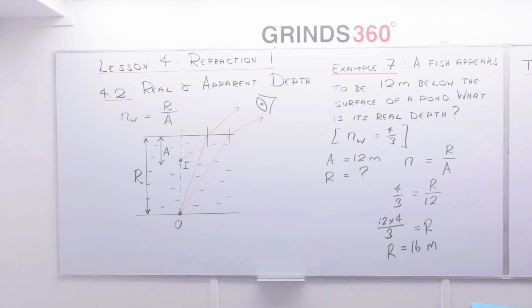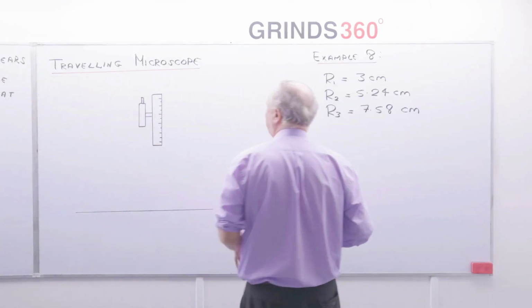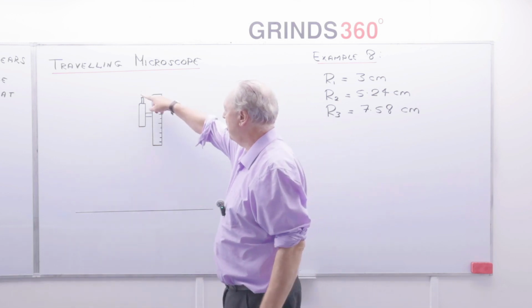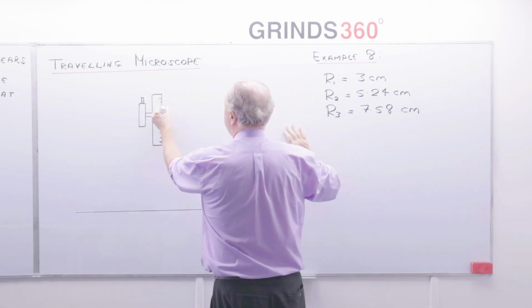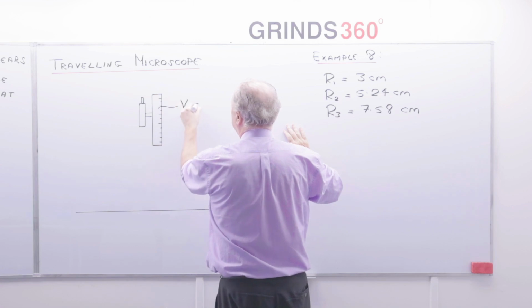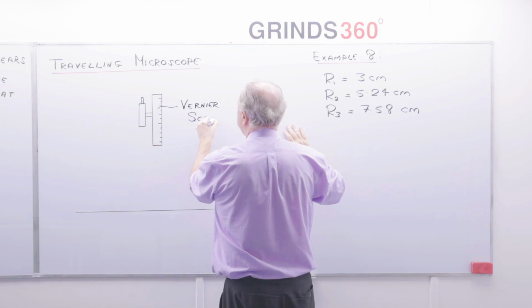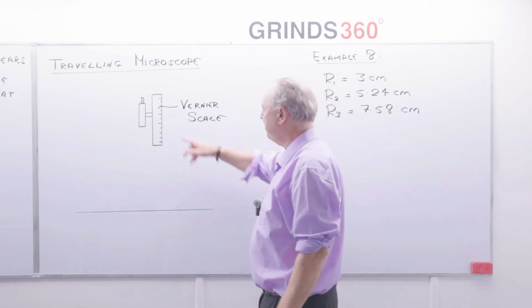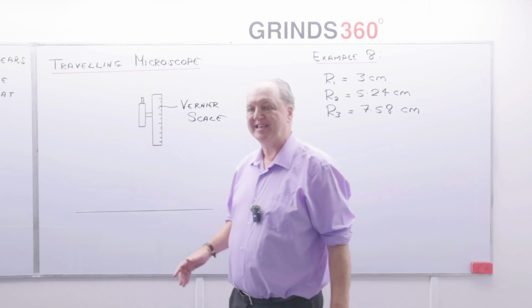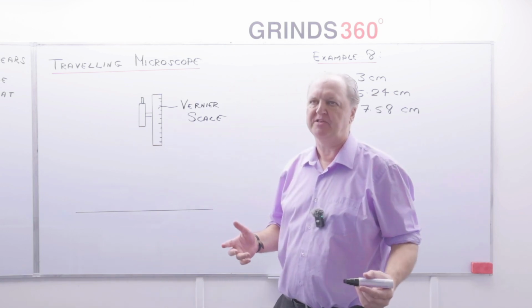Well, I use something called a traveling microscope. A traveling microscope is a microscope that moves up and down along a scale. That scale there is called a vernier scale. And by moving it up and down, I'm going to focus on different objects. Let's say, for example, you wanted to find the refractive index of glass.